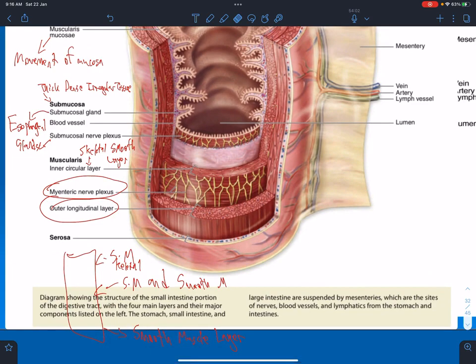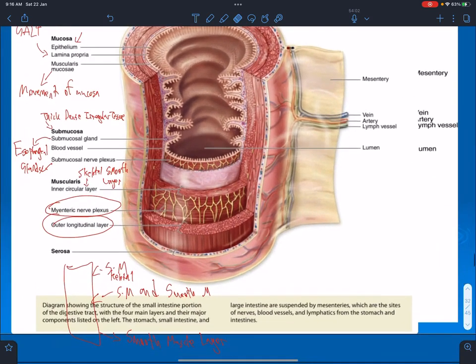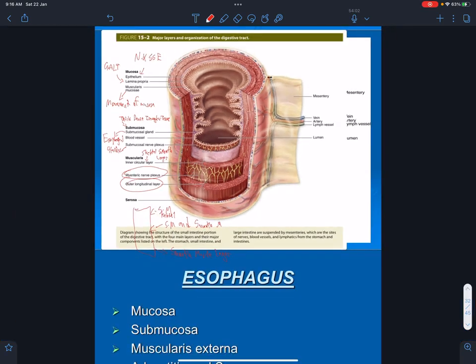And now the final part, the outermost layer, is the serosa. Now, not just the serosa for the esophagus, but the adventitia. Let's look at it from a slide real quick. But for now, we're going to look at it in a slide of its own. But for now, you get the points, right? The mucosa, the submucosa, the muscularis, the features of not just our digestive tract, but the esophagus as well.